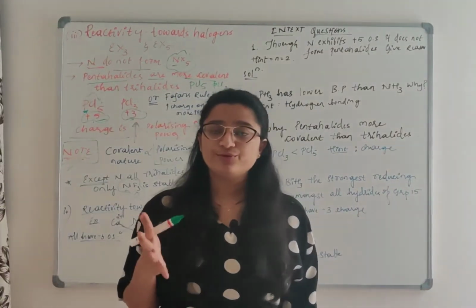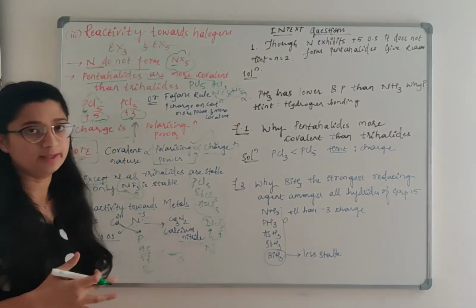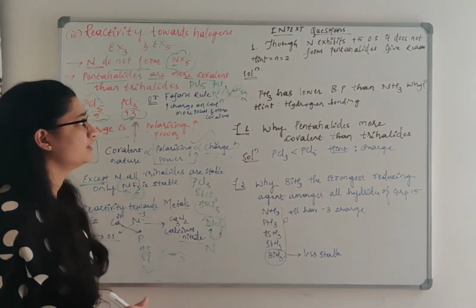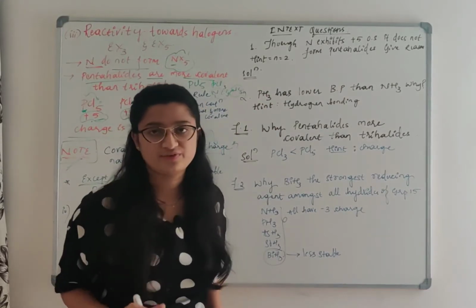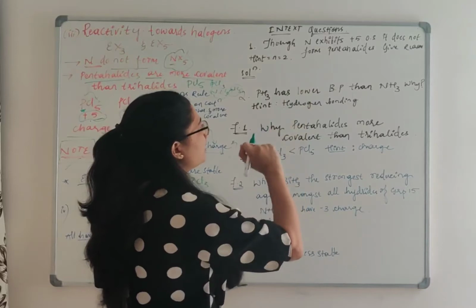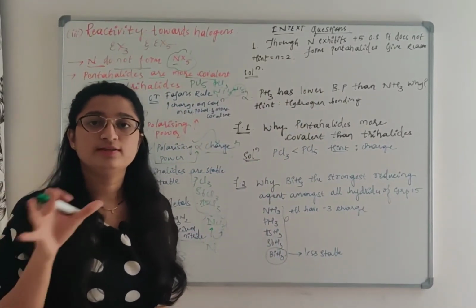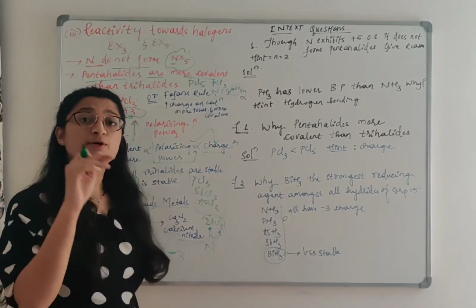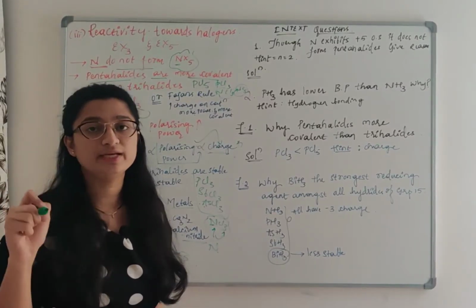Now there are a few questions mentioned in your NCERT. We will solve them. They are very important text questions. The first question is, though nitrogen exhibits the +5 oxidation state, it does not form a pentahalide. Give reason. Though group 15 can show the +5 oxidation state, why is it not forming NCl5 or NBr5?